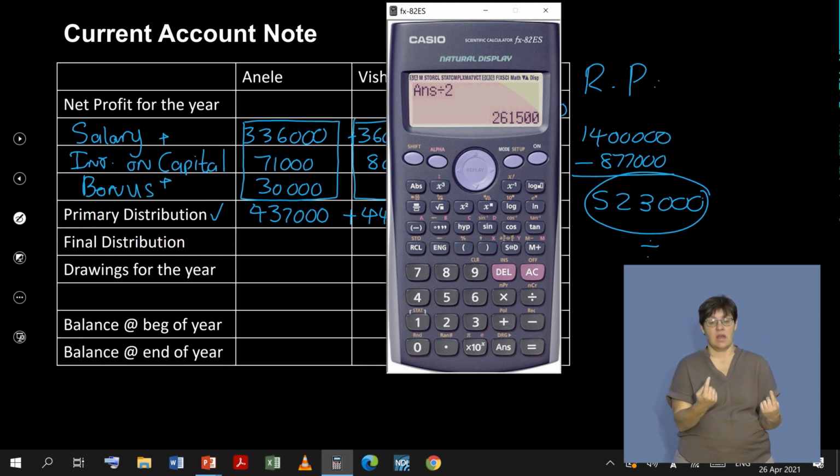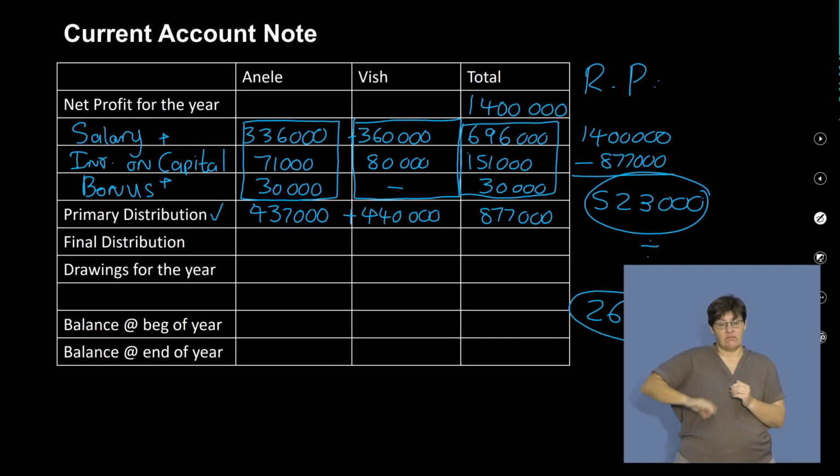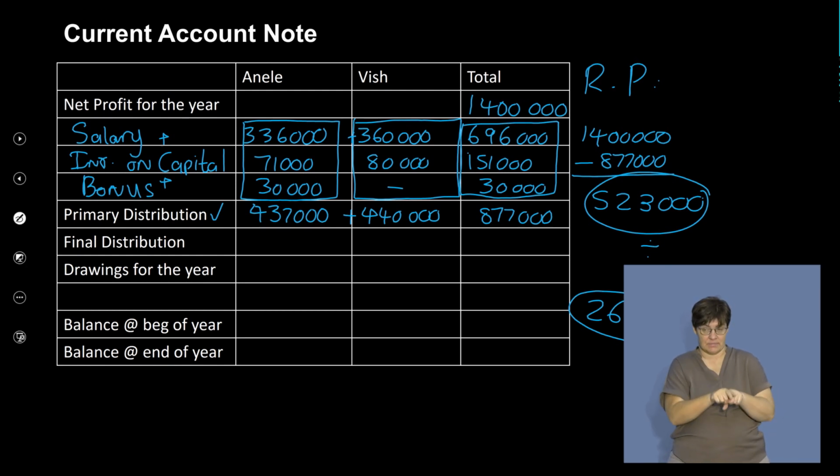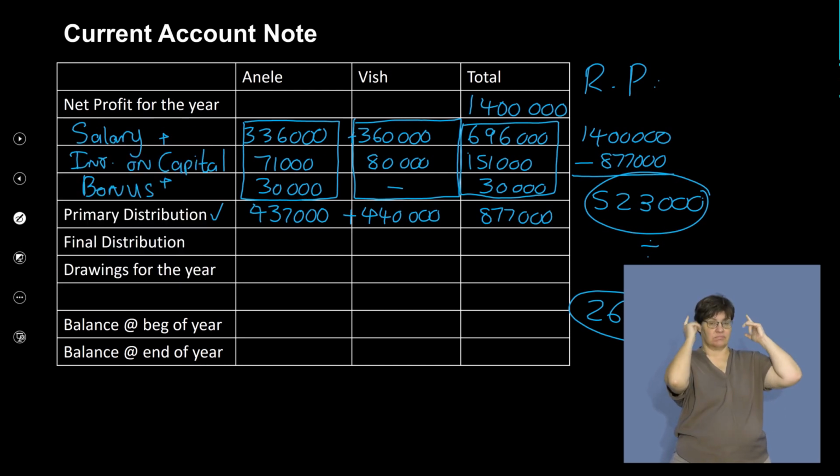So each partner is entitled to a share of remaining profit of 261,500. So 261,500, and that is my share of remaining profit. Okay. Right, so let's fill all of this in, and what I'm going to do is I'm going to quickly change the color of my pen just to make sure that we are all on the same page, right? I know sometimes using a different color pen just kind of helps.